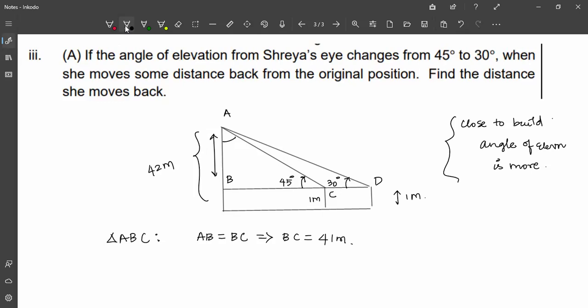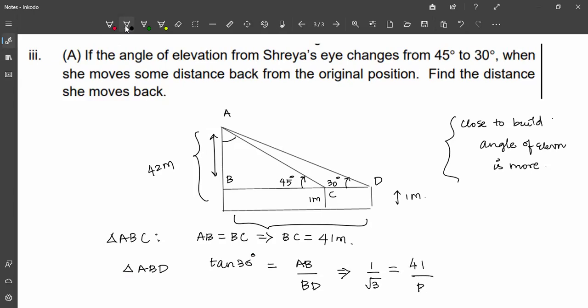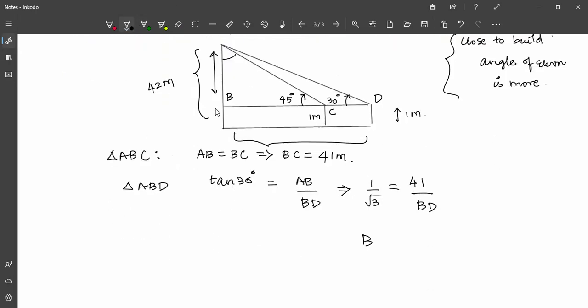And now we'll take triangle ABD. Here we'll apply tan 30 degrees because we need to find BD. So tan 30 degrees is equal to the opposite side, which is AB divided by BD. Tan 30 is 1 divided by root 3. AB is 41 meters divided by BD, which we don't know yet. So BD is equal to 41 root 3.